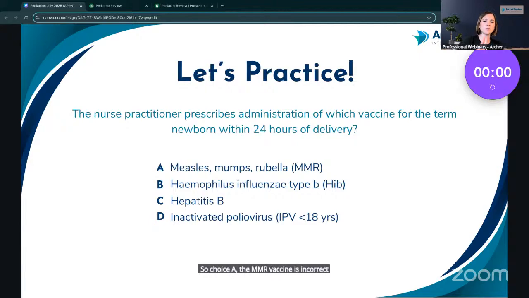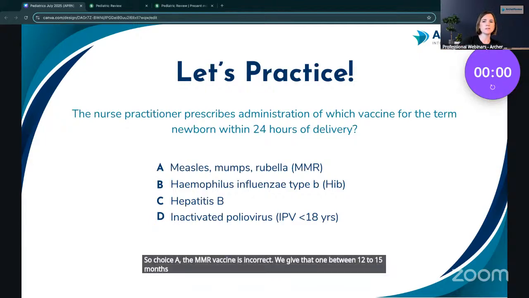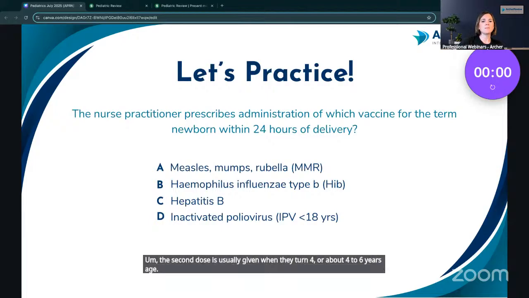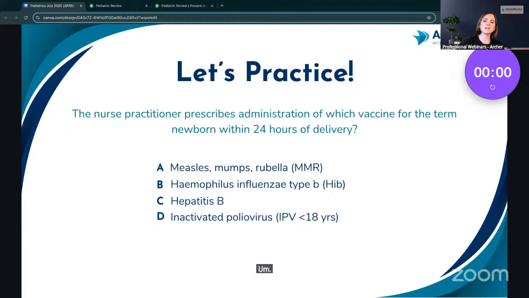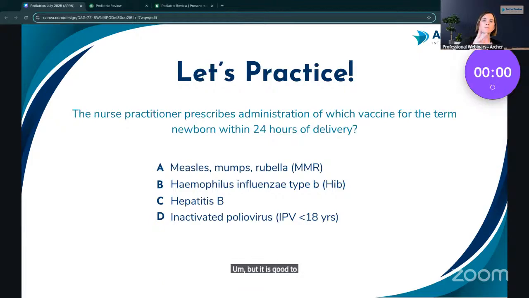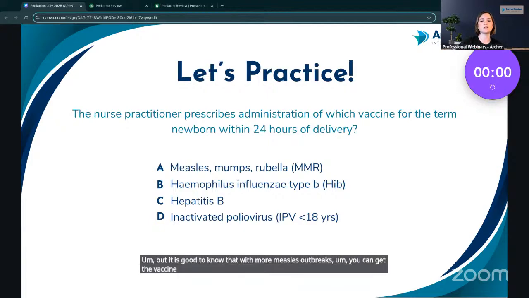We give that one between 12 to 15 months, normally at 12 months of age. The second dose is usually given when they turn 4, or about 4 to 6 years of age. Newborns do have antibodies passed from their mothers during pregnancy that help protect them until they turn 1. But it is good to know that with more measles outbreaks, you can give the vaccine as early as 6 months if you are in an area that does have an outbreak. Choice B is not correct.